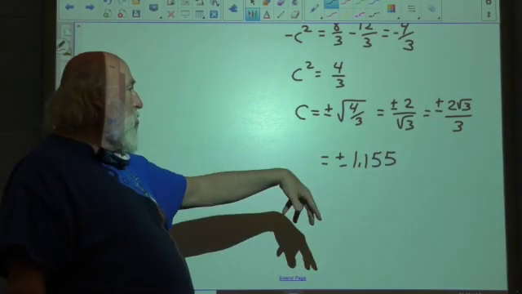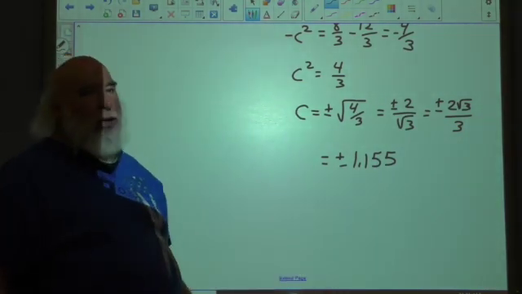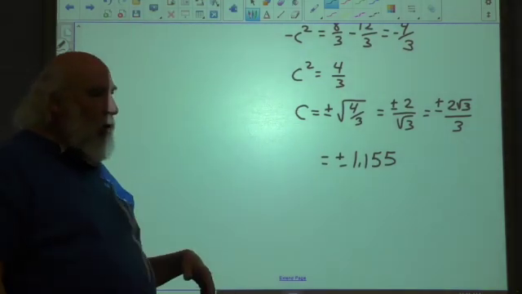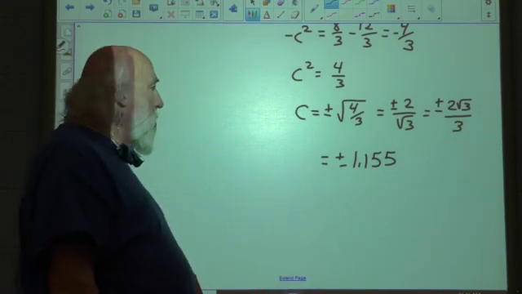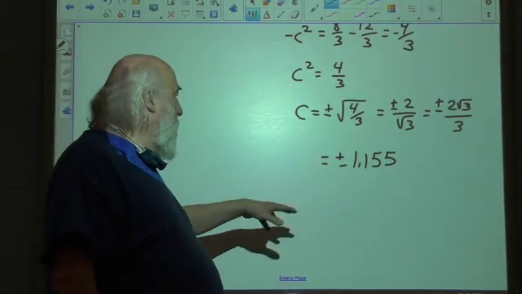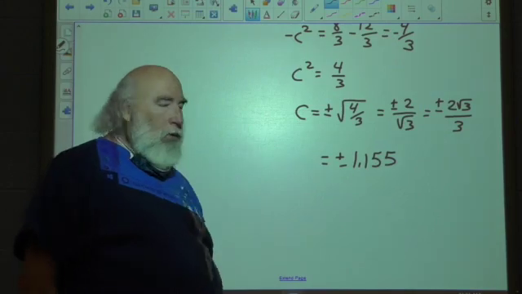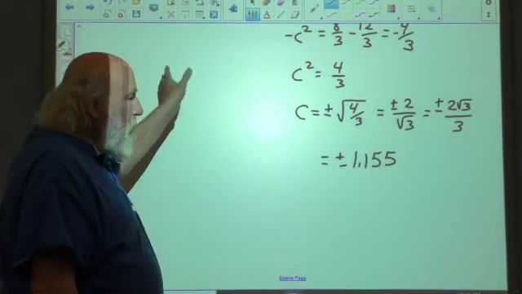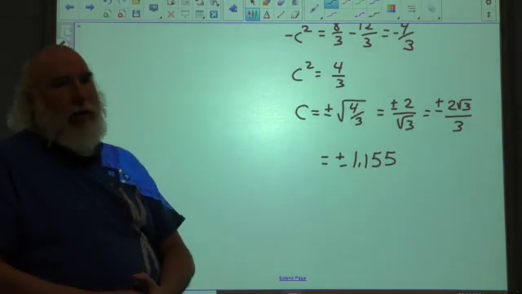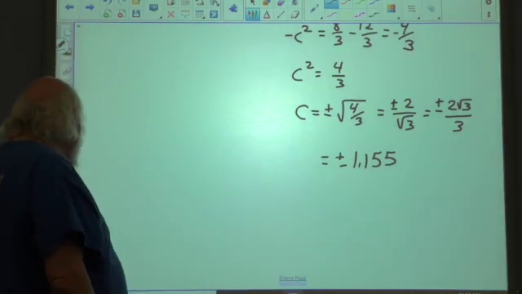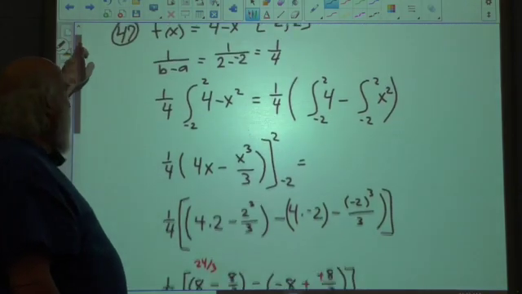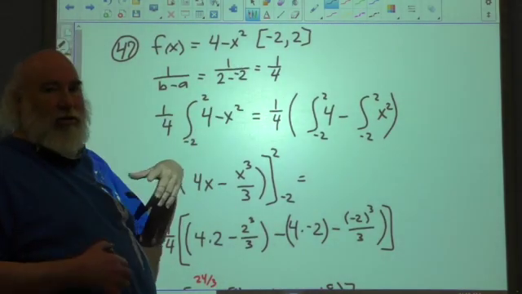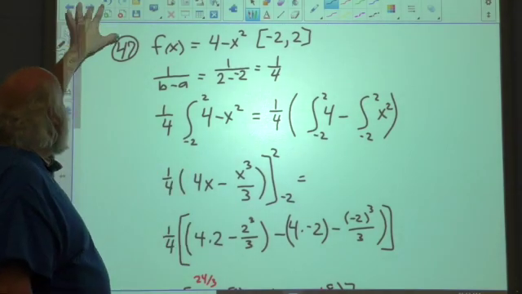The square root of 4 is 2. You've got the square root of 3 in the denominator. You have to fix that so we don't have a radical denominator. Multiply top and bottom by the square root of 3. Type that into your calculator, and you get plus or minus 1.155. Okay? So, same process, just an extra step that deals with the average, the same procedure with the kicker of having an average constant in there that has to modify that.